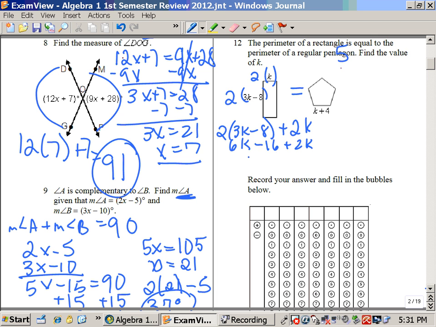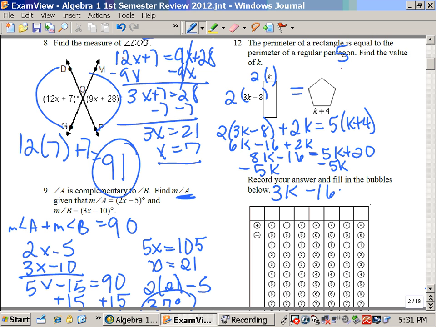I think I'm going to go ahead and keep simplifying that. That's 8k - 16. On the right-hand side, I have 5 sets of (k + 4), so that gives me 5k + 20. I need to move my letters to the left. That gives me 3k - 16 = 20. Move the number to the right. So 3k = 36. And dividing by 3, I get k = 12.